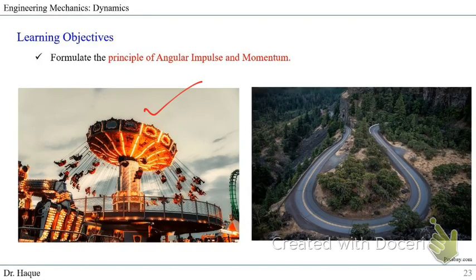You see the people, the persons are rotating. So this ride is rotating in this direction, and people tend to go outward. So they have angular motion around this axis. We can apply the principle of angular impulse and momentum on this scenario. Also here, if a car moves along this path, and this is almost a circle, then about any point here you can have angular momentum taken. So this is a scenario where we can apply this.